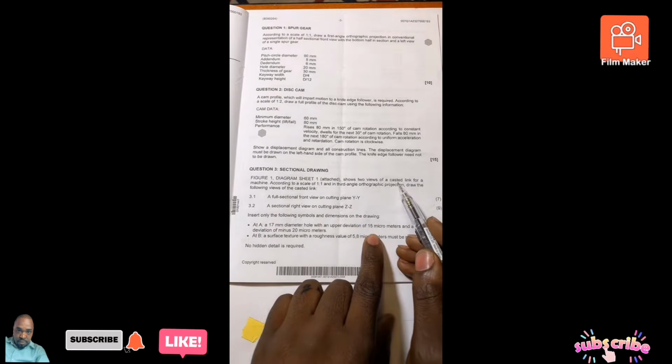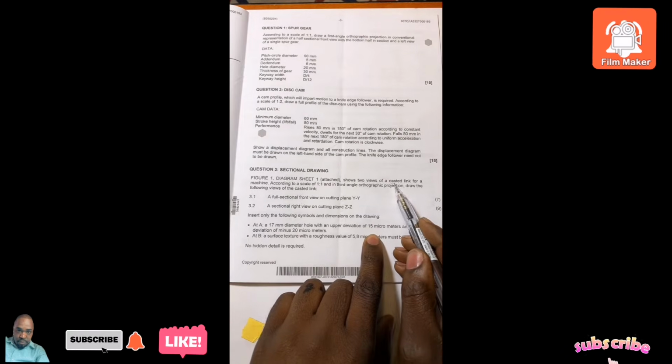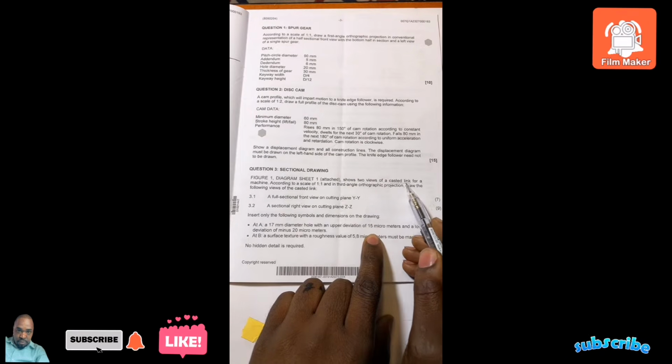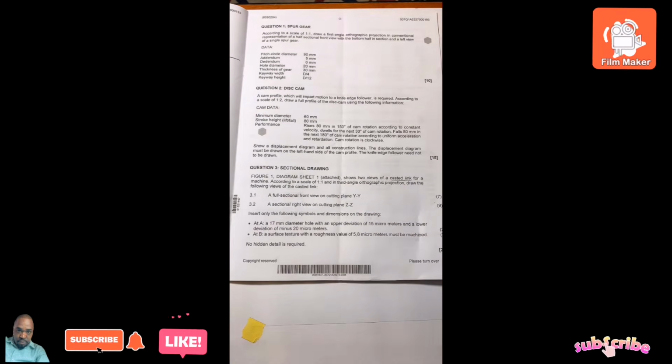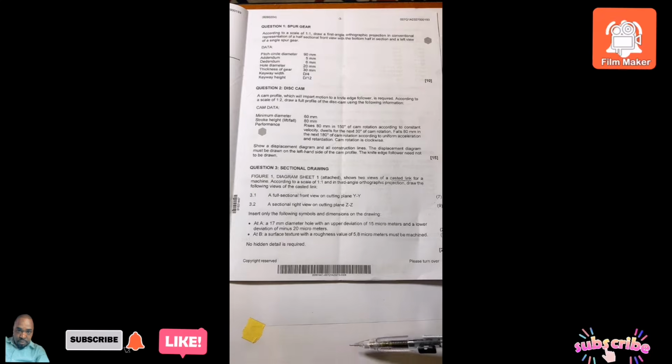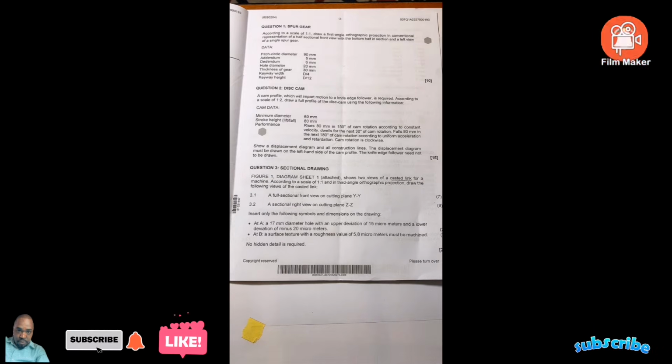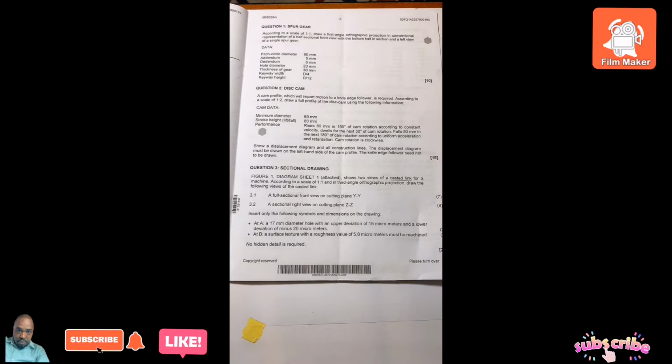So the title of the drawing that we are doing is a casted link of a machine. According to a scale 1:1, in inverted angle orthographic projection, draw the following views of a casted link. Draw a full sectional front view on the cutting plane YY, 7 marks.